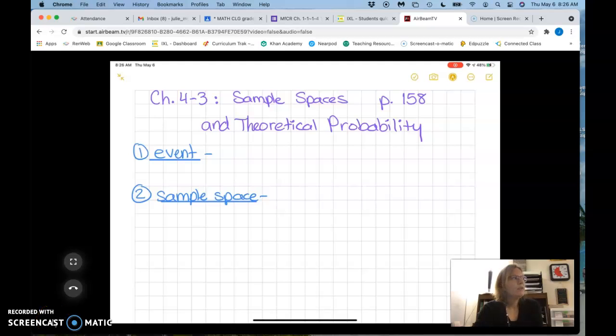Okay, chapter 4.3 is sample spaces and theoretical probability. So this is our last section, and we're going to start with event. An event is one possible outcome of an experiment.